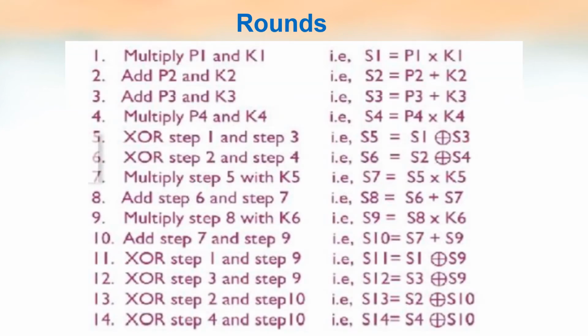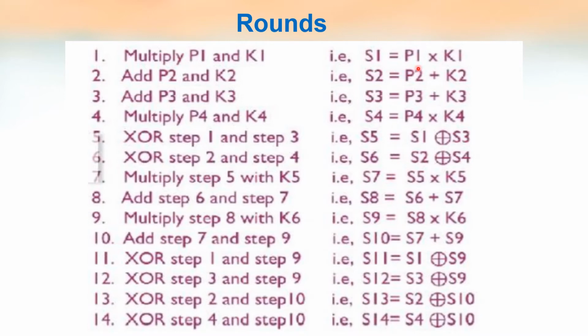These are the steps happening inside each of the rounds. There are 14 steps in each round, so we can see the steps one by one. First S1, S2, S3, up to S14, these 14 steps are there. Inside each round, these 14 steps have to be performed. This includes multiplication, addition and XOR operations. These steps we have to remember.